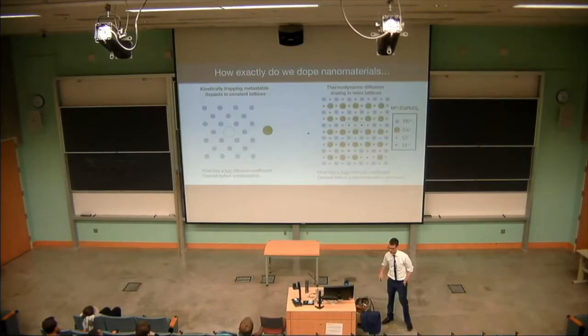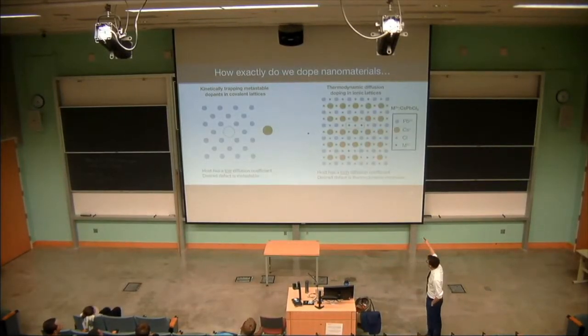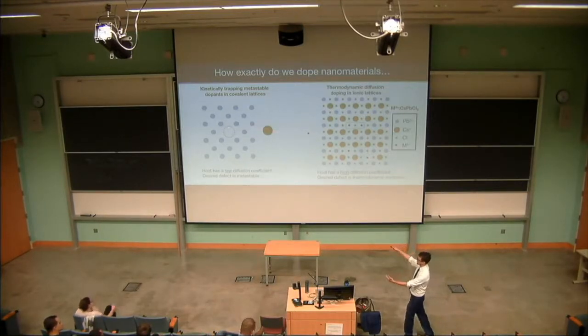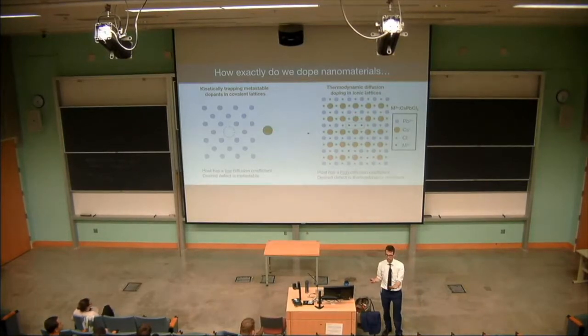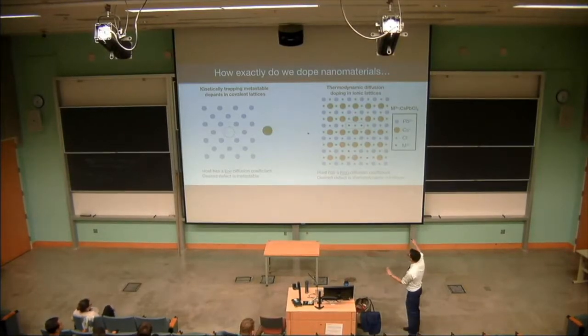So we return to this slide. On the right here is a very different system. So we've talked now about this case where your lattice has a very low diffusion coefficient. That is, it's very hard to get elements to diffuse into it and form the desired defect. In the second case I'm going to talk about, we're trying to introduce trivalent metal dopants into this inorganic perovskite lattice, which is shown here.